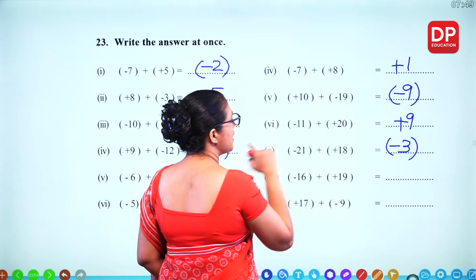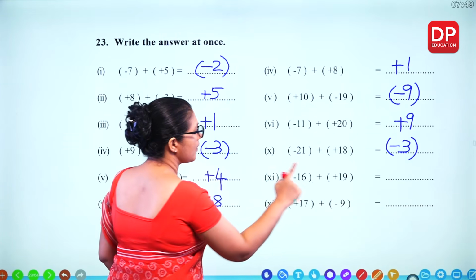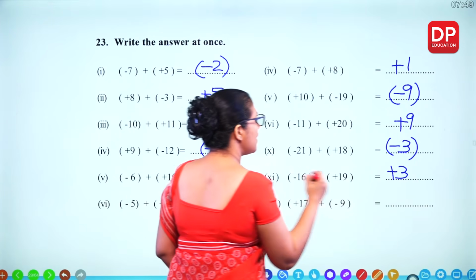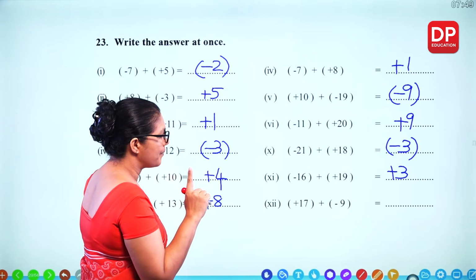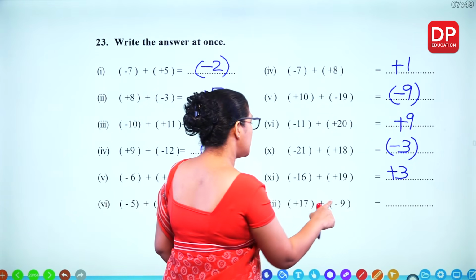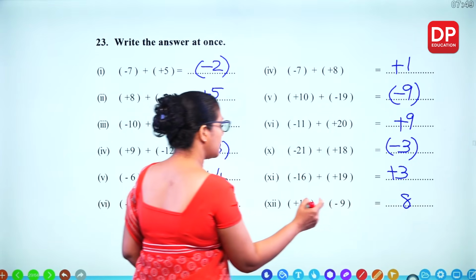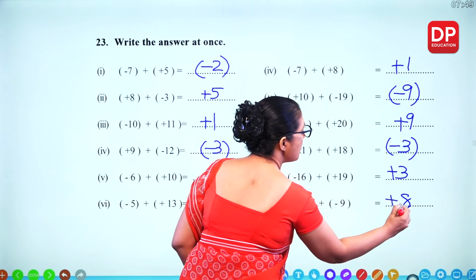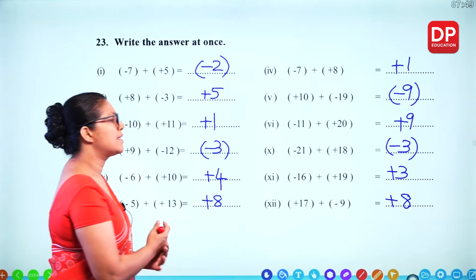So 21 is bigger than 18. 19 and 16, difference is 3. Plus 3 because 19 is bigger. 17 and 9, what's the difference? So you get 8. 17 and 9. Plus is there because 17 is bigger.